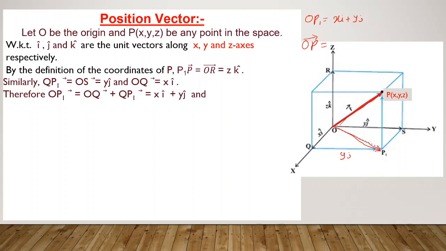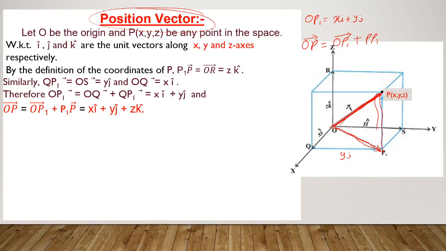So what will be the vector OP? See, vector OP is equal to vector OP1 plus vector P1P. Correct? Do you agree with me? Yes. So here I want vector OP. As already said, position vector. I want to study the components of the position vector. What are the components in the position vector?